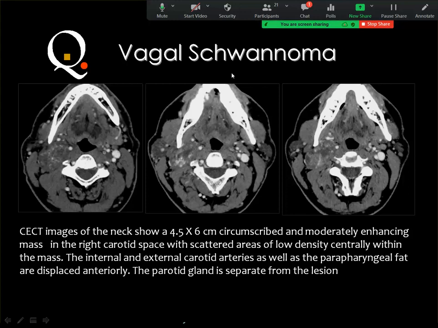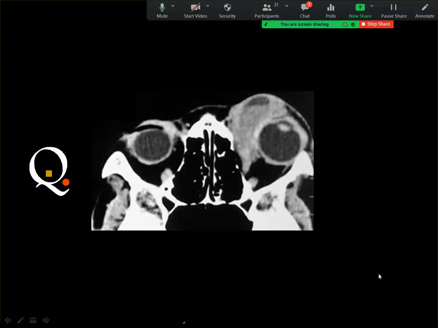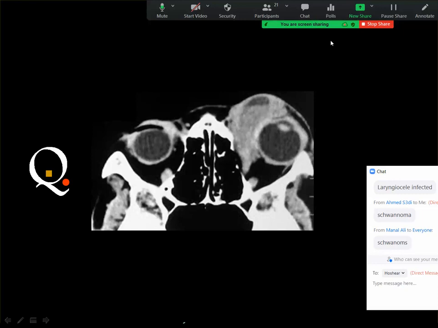You remember the vagal glomus tumor. Also, the schwannoma should be posterior to both internal and external carotid arteries. The same location, vagal schwannoma and glomus tumor have the same position posterior to the carotid vessels. And this is a child with a mass in the orbital cavity on the left side.